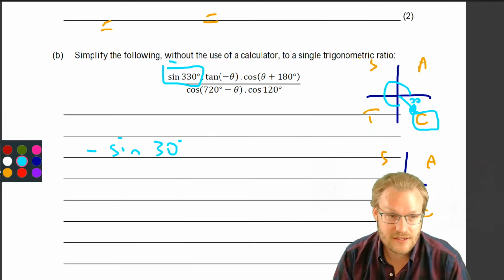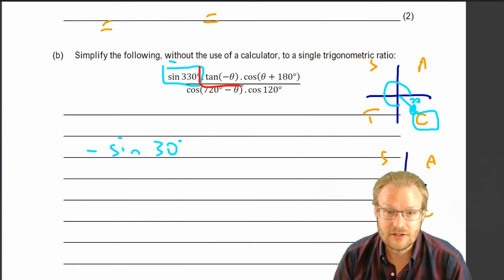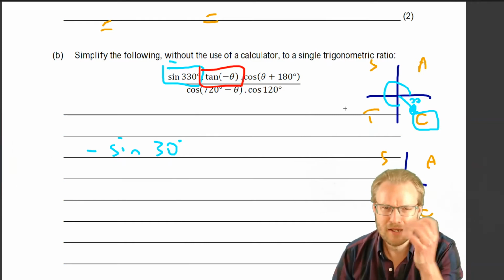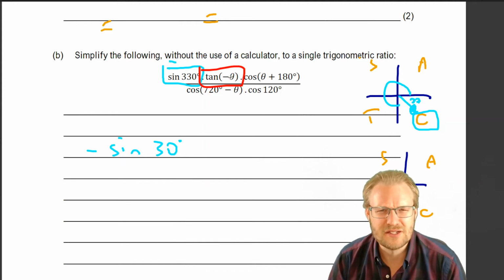Tan of negative theta. That's the idea behind this one. Tan, well, the way is negative theta. What is our strategy with the negative theta?